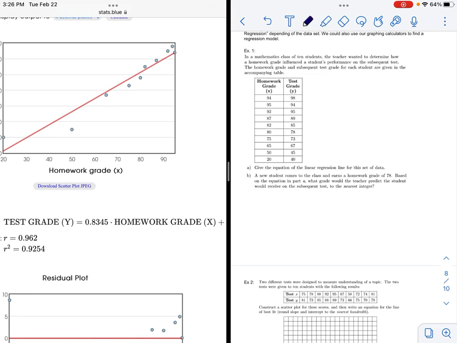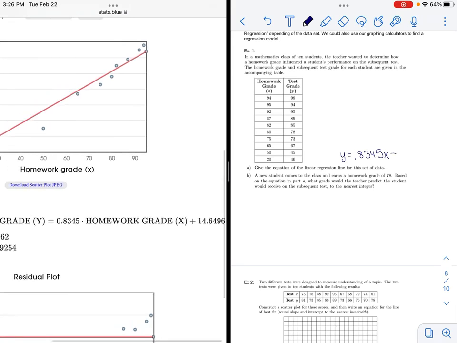In part A, given the equation of the linear regression, what is the line? Well, it is Y equals 0.8345 X. I know there's a whole word in there. It's just X, and then plus 14.6496. Now it's easy enough to just get your calculator to find this equation, truly.